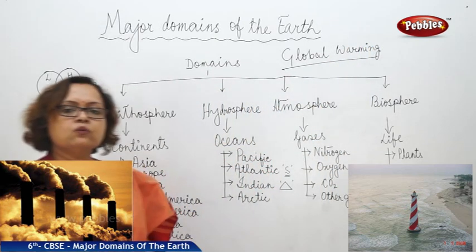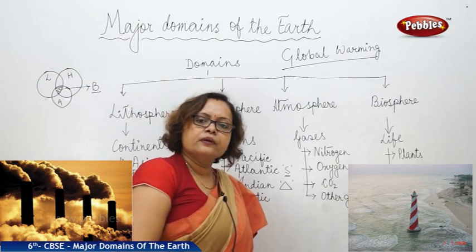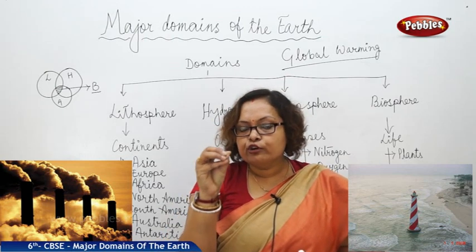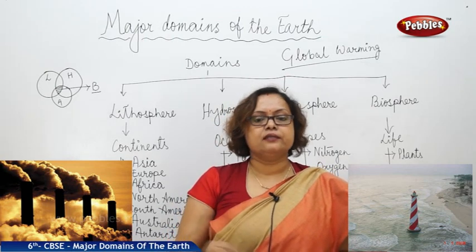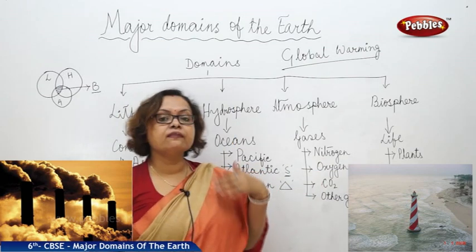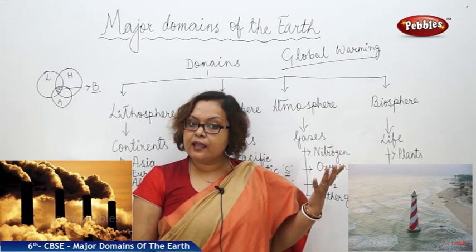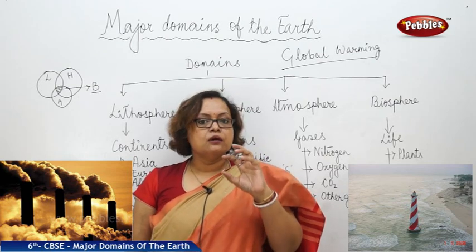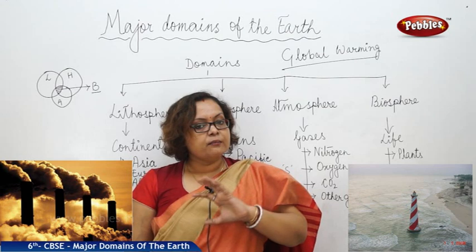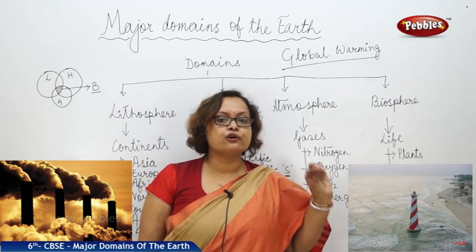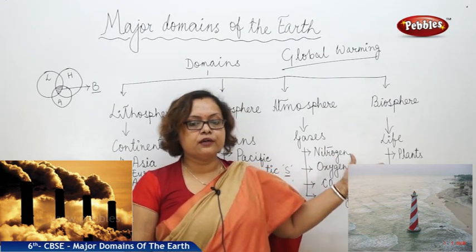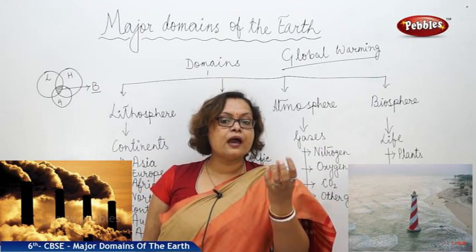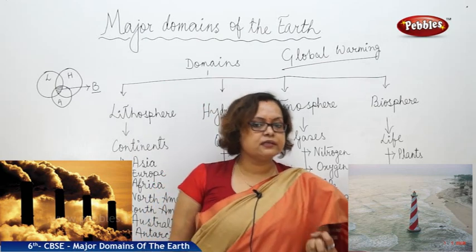What is global warming? Global warming is when the number of carbon dioxide molecules in the atmosphere increases. What will happen? I told you carbon dioxide can trap heat. As a result, when there are more carbon dioxide molecules in the atmosphere, the amount of heat absorbed will also be more. What will happen as a result?